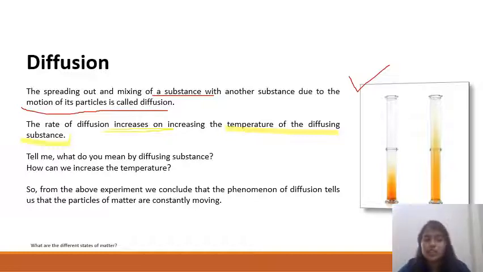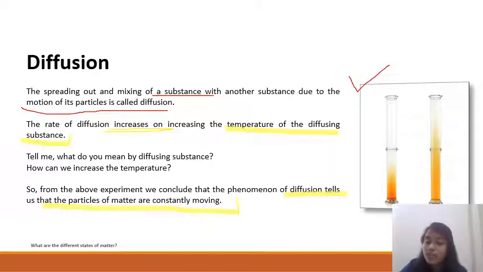Yes. So tell me, what do you mean by diffusing substance? Basically, one substance gets mixed with another substance by its own motion, that is a diffusing substance. And how can we increase the temperature? By heating. Okay, by heating we can increase the temperature. So, from the above experiment, we conclude that the phenomenon of diffusion tells us that the particles of matter are constantly moving.